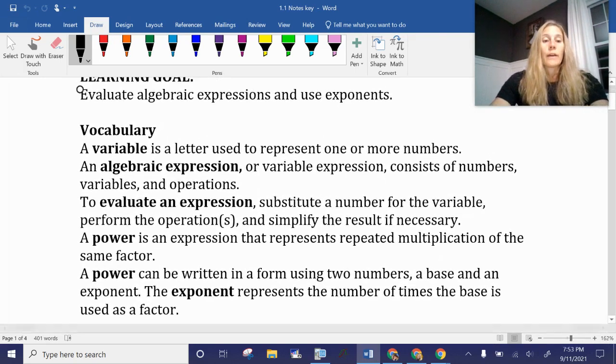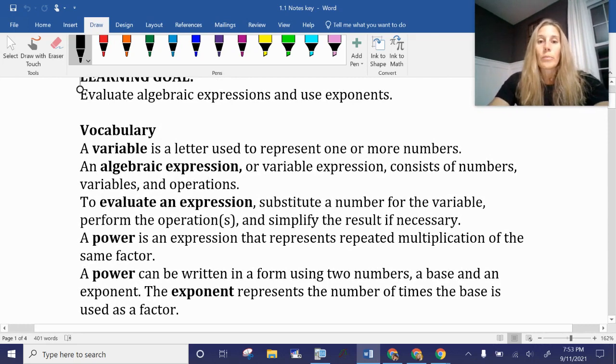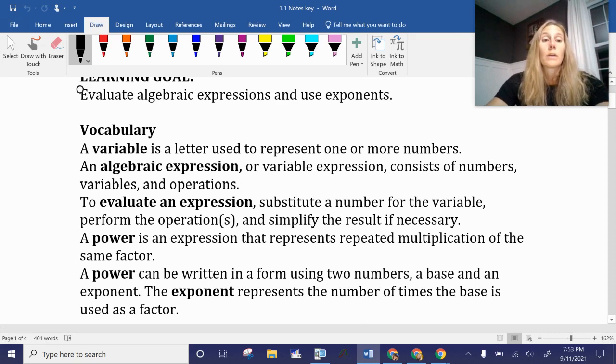We have a variable. So a variable is a letter used to represent one or more numbers. So any number that you don't know can be substituted with a variable to represent that number. An algebraic expression, or sometimes it's known as a variable expression, consists of numbers, variables, and operations. When we talk about operations, we're talking about addition signs, subtraction signs, multiplication, division, those things. Not equal signs, though. Once we introduce an equal sign in there, that becomes an equation, and that's not the same thing as an expression.